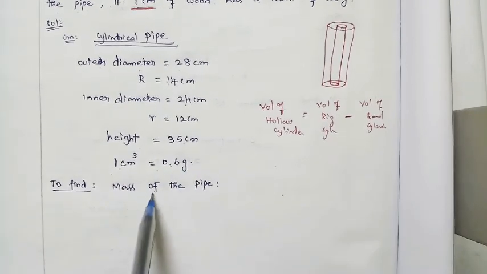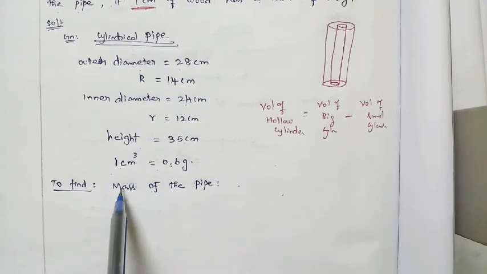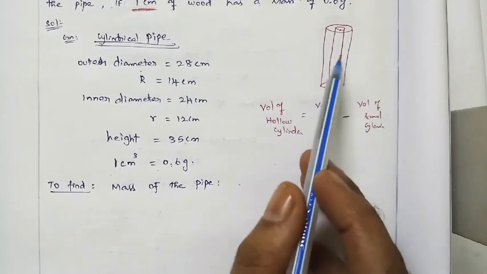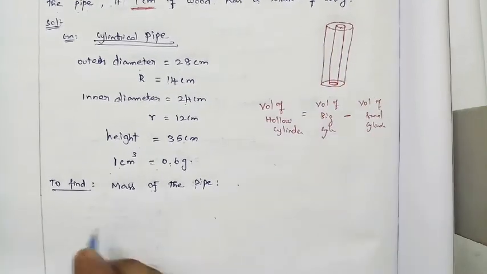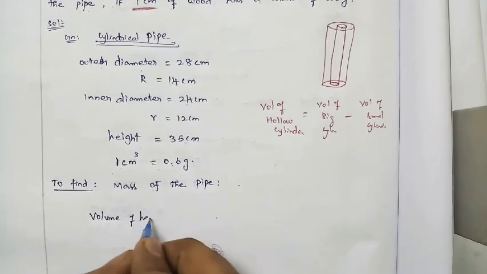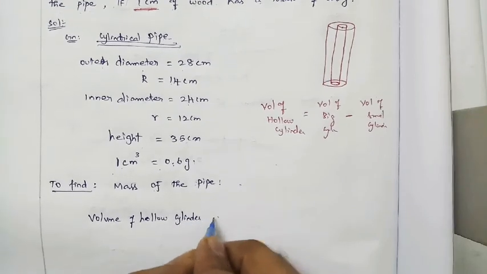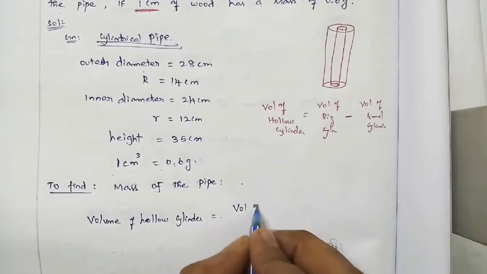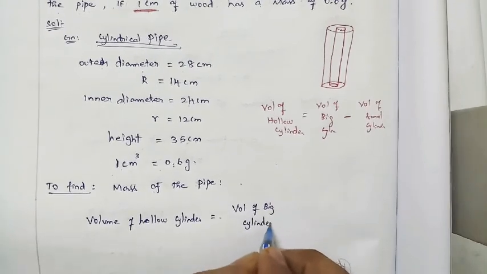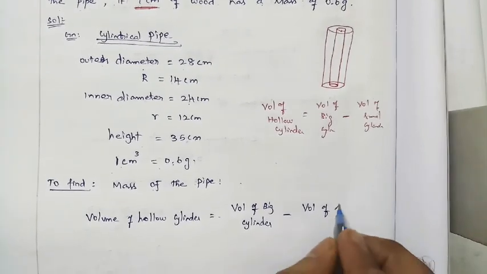To find the mass of the pipe, what do we need? The volume of the pipe. What is the shape of the pipe? Hollow cylinder. So volume of hollow cylinder is equal to volume of big cylinder minus volume of small cylinder.